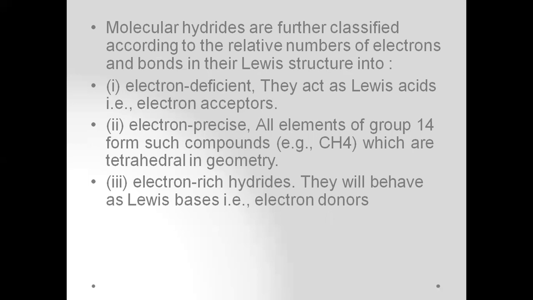First is electron deficient, meaning they act as Lewis acids, or electron acceptors. Second, the electron precise. All elements of group 14 combine like this, like CH4, which has tetrahedral geometry. They do not have any lone pair of electrons and do not accept any electrons, so this is a stable molecule. Third, electron rich hydrides behave as Lewis bases, meaning they are electron donors. For example, in NH3 the lone pairs of electrons are there, so they are known as electron donors.